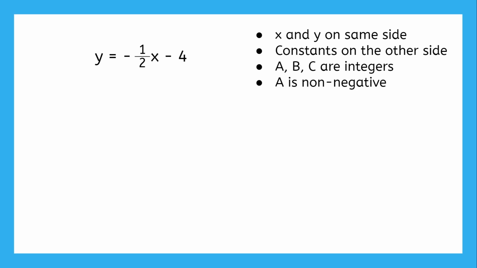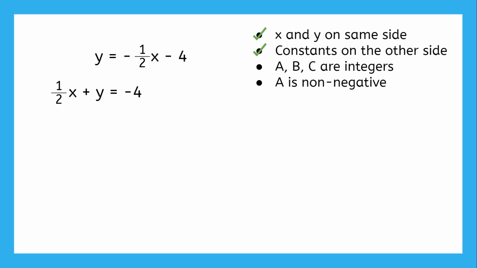So let's start with an easy one. y = -1/2 x - 4. This is in slope-intercept form, but we want to change it into standard form. We can use the rules for standard form to guide us there. First, x and y have to be on the same side. In this case, that's easy. We'll just add 1/2 x to both sides. Now our x and y are on the left side and the constant -4 is on the right side.